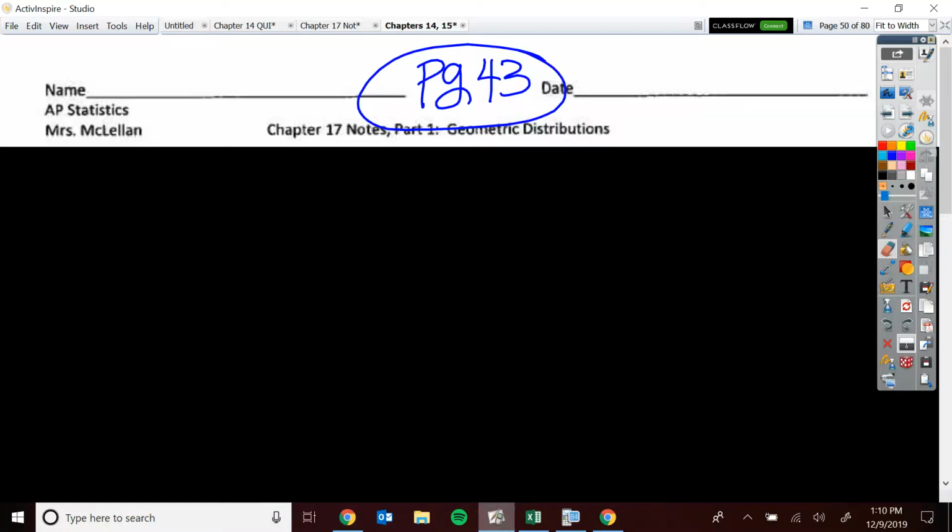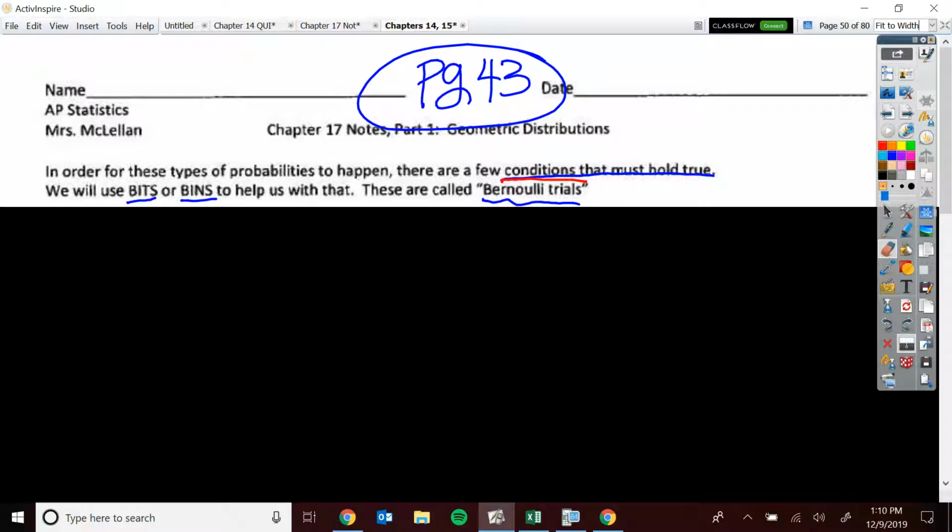All right, here we go. Page 43 in your packet, Chapter 17, Notes, Part 1. So what we have here is some rules or conditions, things that have to happen for us to have what we're learning today and tomorrow, geometric and binomial. These have been occurring since before Thanksgiving, since in chapters 14 and 15, we just didn't consciously talk about it. But I must bring this to the forefront.